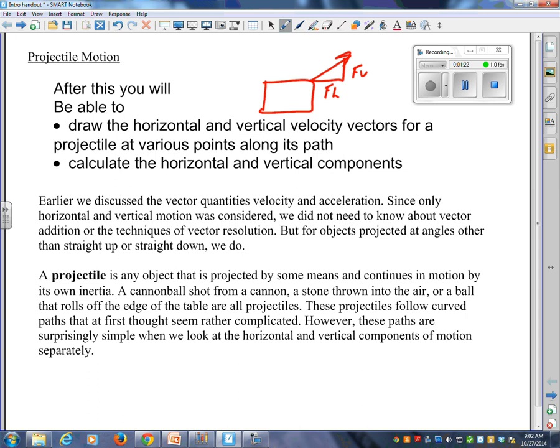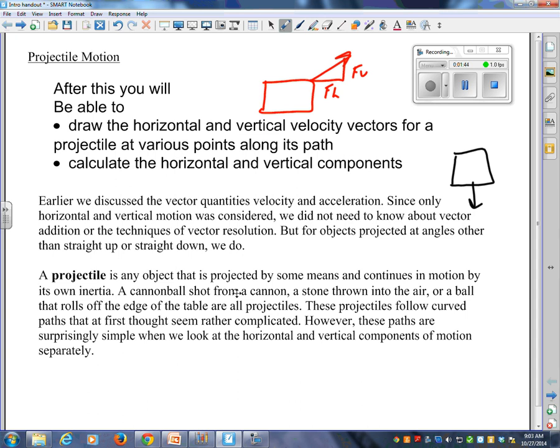So a projectile is any object that is projected by some means and continues in motion by its own inertia. That's kind of important. You might remember the free body diagram that we did back in the last unit with the football having already been punted, and the only force that's actually acting on it is gravity, right? So that's the definition of a projectile. Projected by some means and continues in motion by its own inertia.